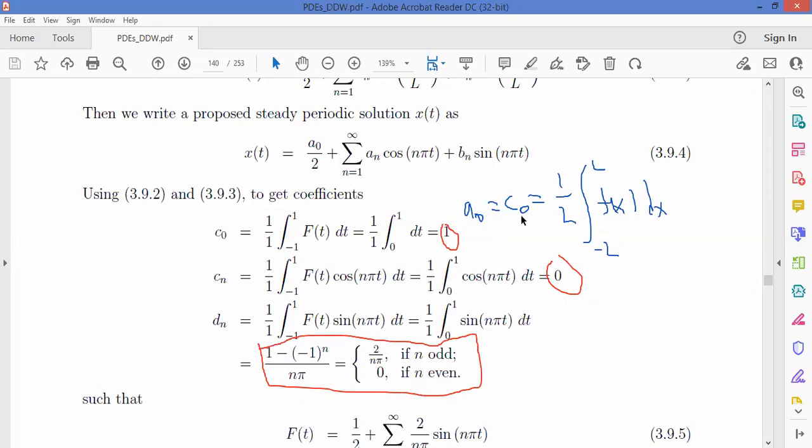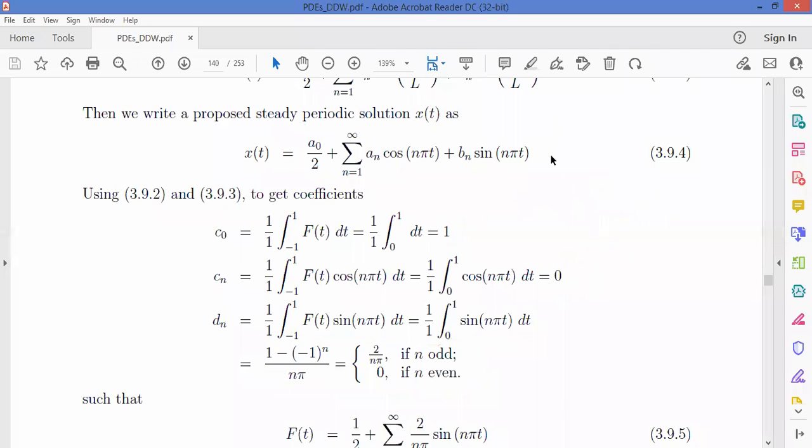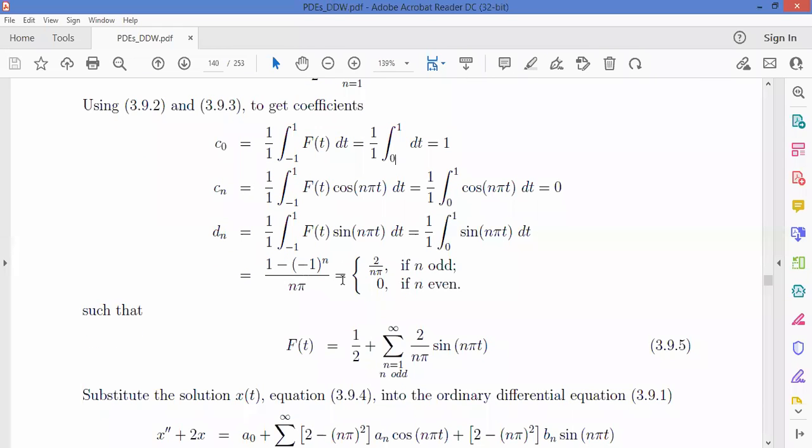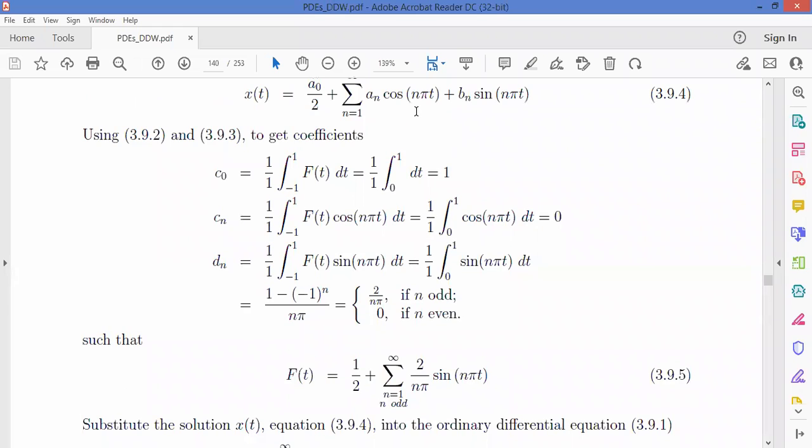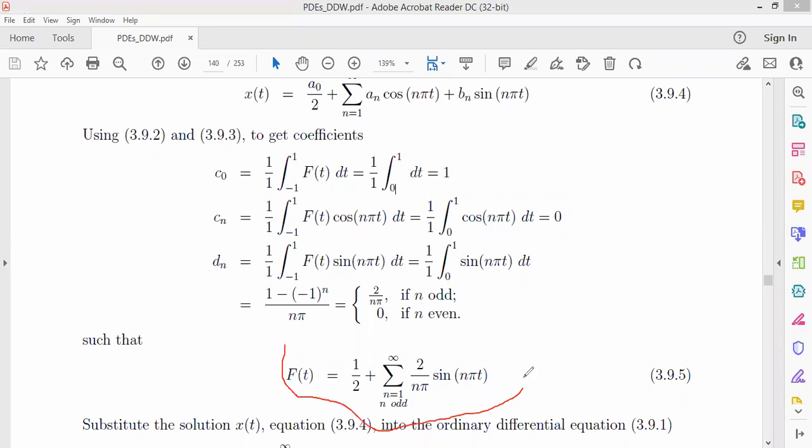Okay, maybe you can clear this off. And once you have this, we say the solution of ft takes that form. By that form, we're referring to equation 3.9.5. So since we know ft, this is what we are now supposed to differentiate. How many times? Twice. This is going to be differentiated twice.